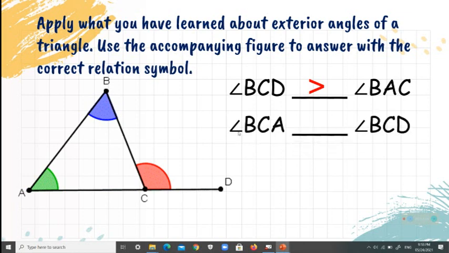Okay, how about the next one? Angle BCA is blank to angle BCD.